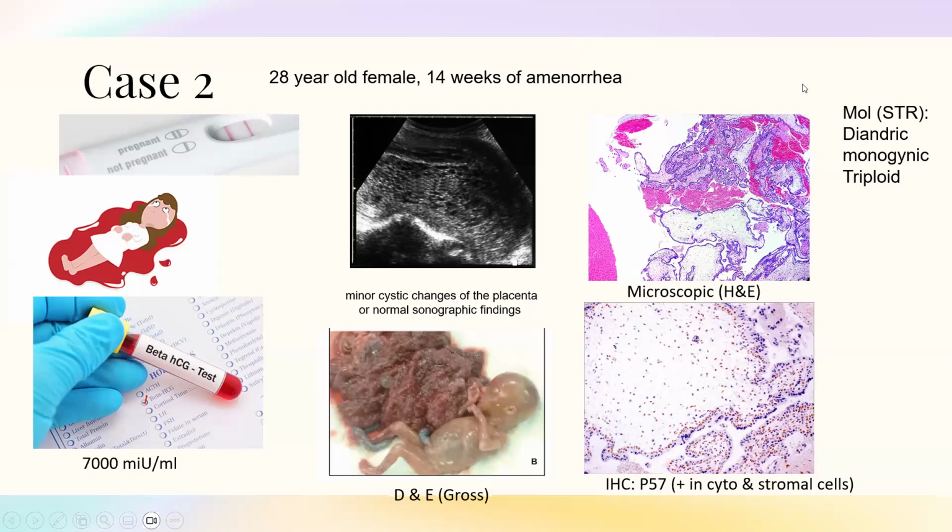Under the microscope, we saw two populations of villi. Some were dilated and villous, others were hydropic, and others were small, atrophic, and fibrotic. And I will tell you what else we have seen in the microscopic section. And then we did the P57 IHC, and we found it to be retained or preserved in both the cytotrophoblasts, those cells at the periphery, and the stromal cells in between. Again, somebody was passing by from the molecular department, and they examined the specimen and told us after a couple of days or something, we have a diandric monogynic triploid, and we reached the diagnosis.